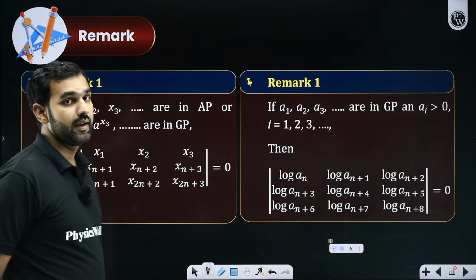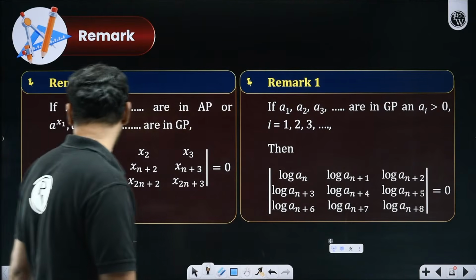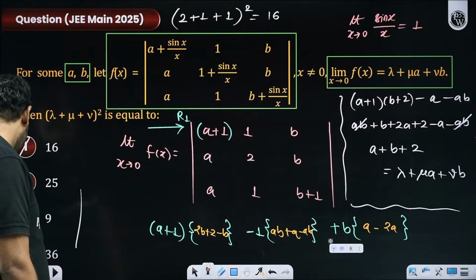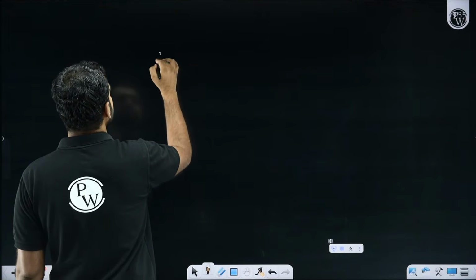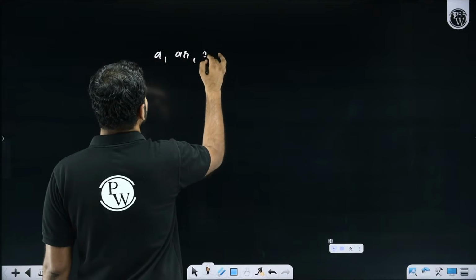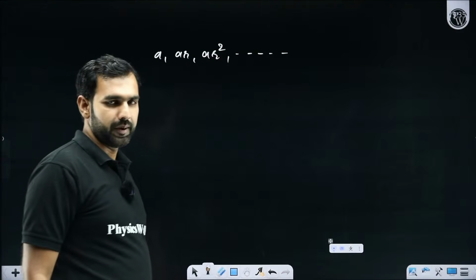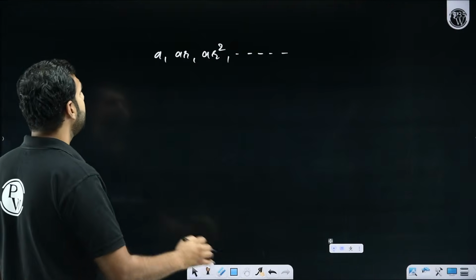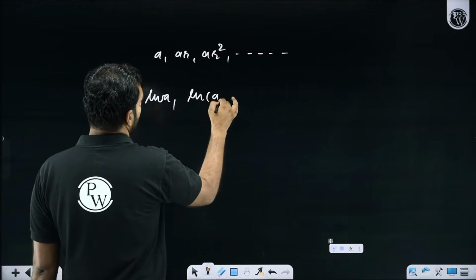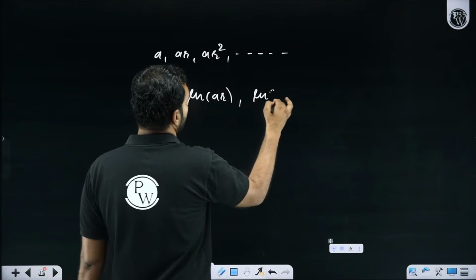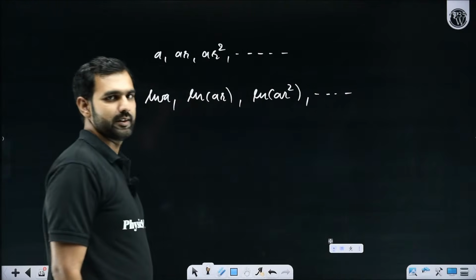Now, the second thing which I'll do here is, if there are certain terms which are in AP, first of all, forget this whole concept. Can you help me with a better result here? Let's say there are certain terms which are in GP. Let's say A, AR, AR square, and so on. These are the terms of a GP. Do you remember that? Now, if I take log of all of these terms, which means log of A, log of AR, log of AR square, and so on. So I have taken the logarithm of all these terms.